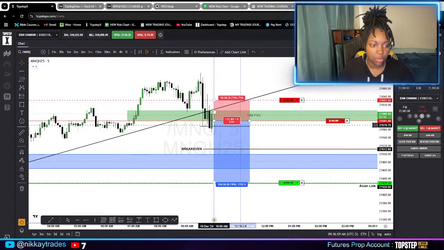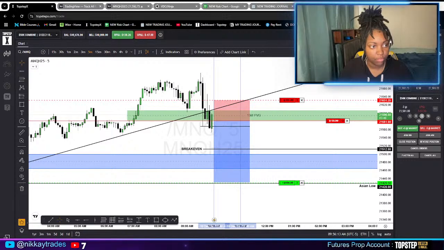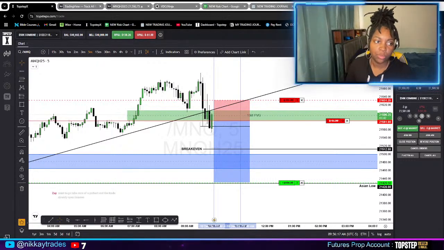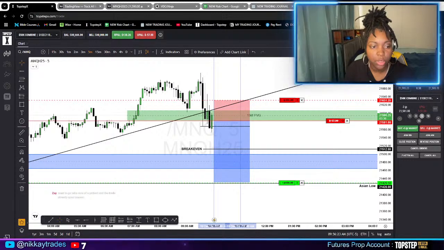It broke out. It's going back up to retest again. So technically I won't be losing the whole 200 because I made 130. Well, it was more than that, but there were a few fees and stuff.